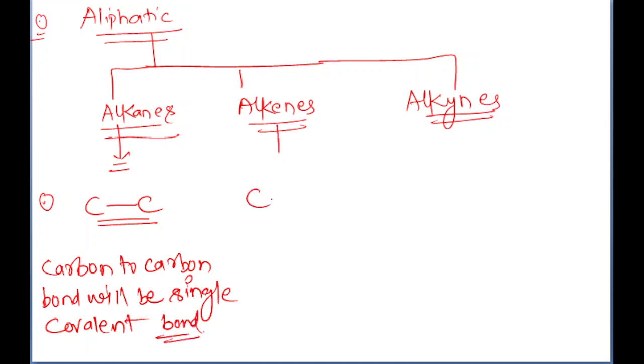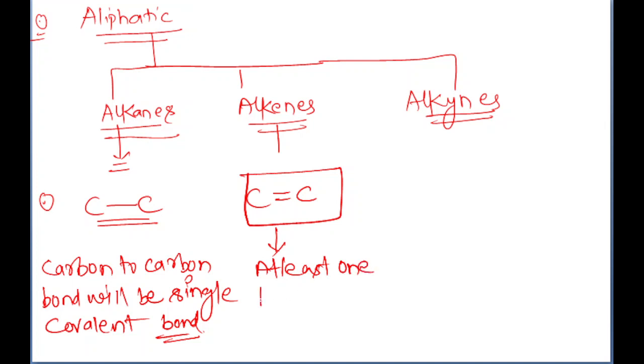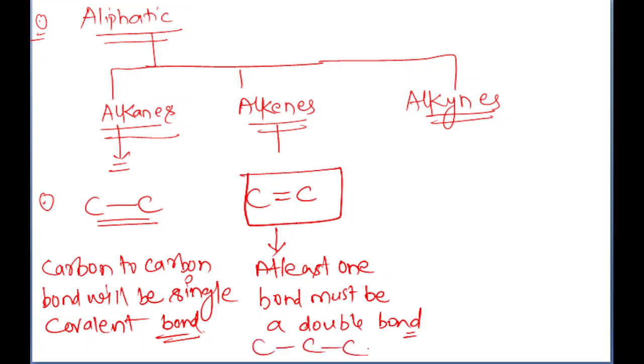Then alkenes, carbon-to-carbon double bond. But one thing, at least one bond must be a double bond. Now I am not saying that all the carbon-carbon bonds must be double. No, it's not possible. So like this is a double bond, and this double bond may exist like this also. So the position of the double bond varies, but at least one of the bonds between carbons must be double. That's why you will put these compounds into alkenes.